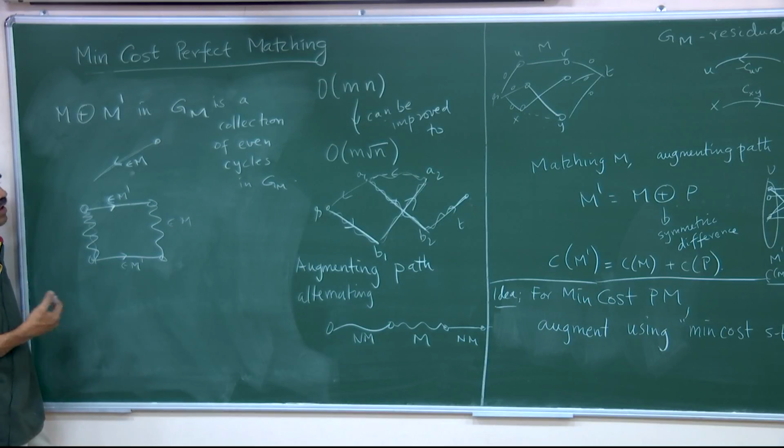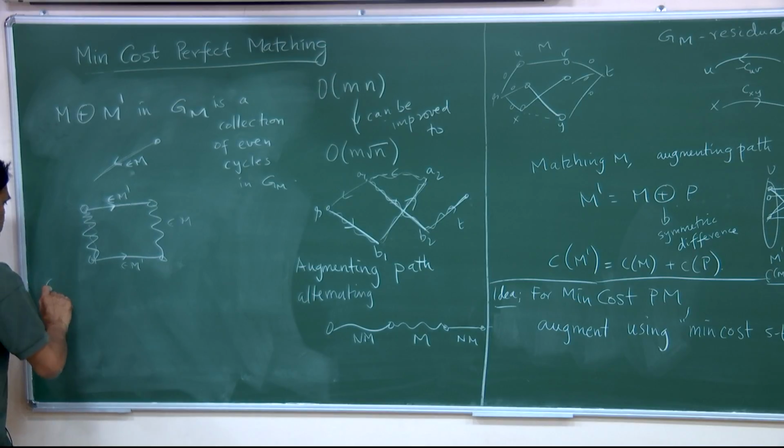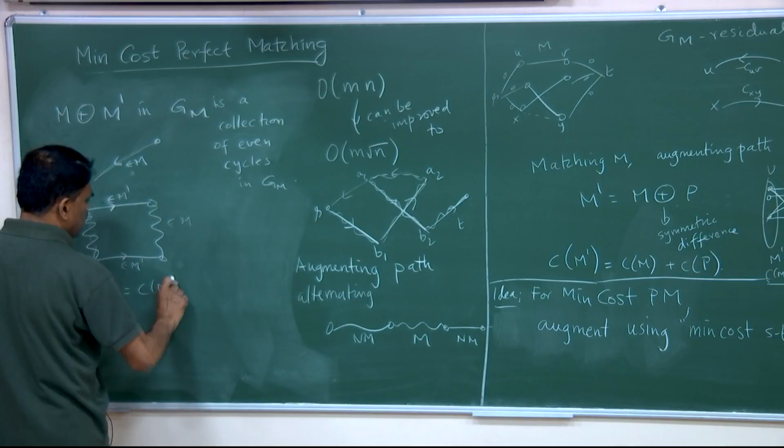What do I mean by a collection of even cycles? In the undirected sense, forget the direction. Every vertex has degree two, so it's a two regular graph, so it will be a collection of even cycles, M plus M prime. And what would its cost be? In GM, any edge of M would be in the backward direction, and any edge of M prime would be in the forward direction. So it will be cost of M prime minus cost of M.